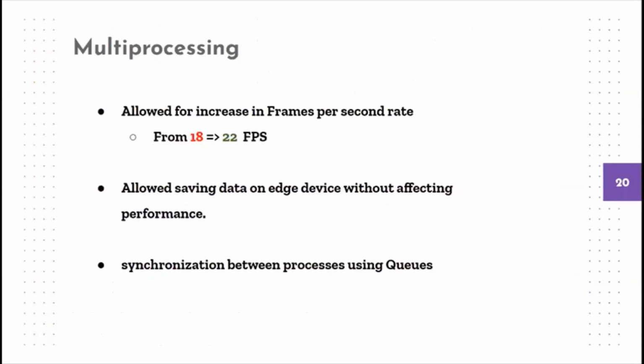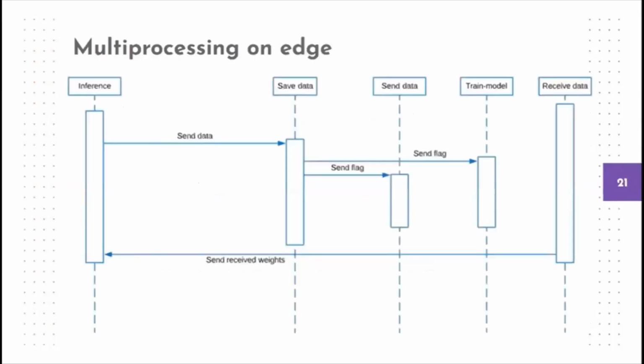This is due to the fact that now all the processes are distributed and are not executed in one thread. This allowed us to save data on the edge devices without decreasing the system's performance. Finally, it allowed for synchronization between processes using queues.